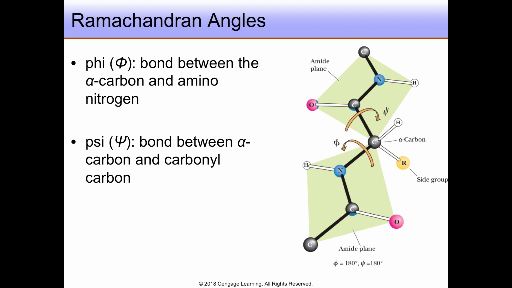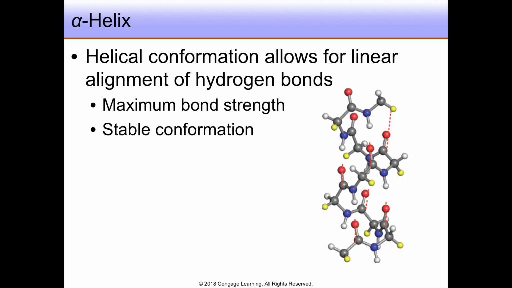The 2 bonds with free rotation are those related to the central alpha carbon. The bond between the alpha carbon and the adjacent nitrogen is the phi angle. The psi angle is the bond between the alpha carbon and the adjacent carbonyl carbon.